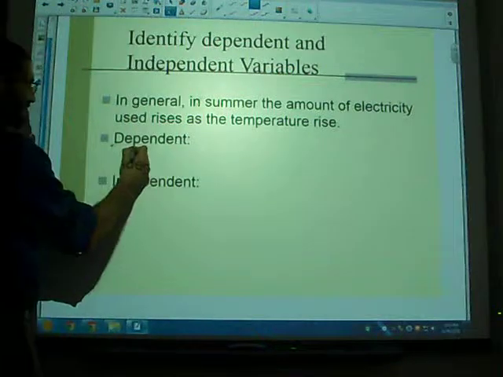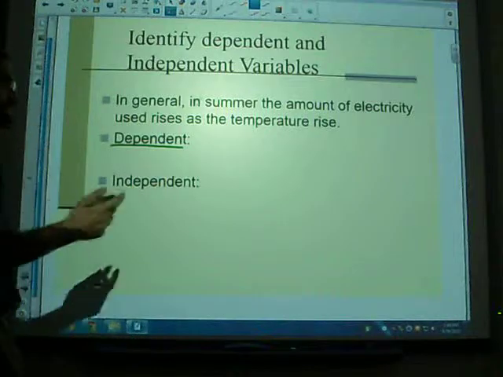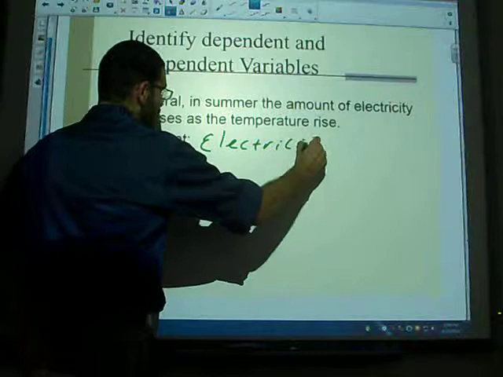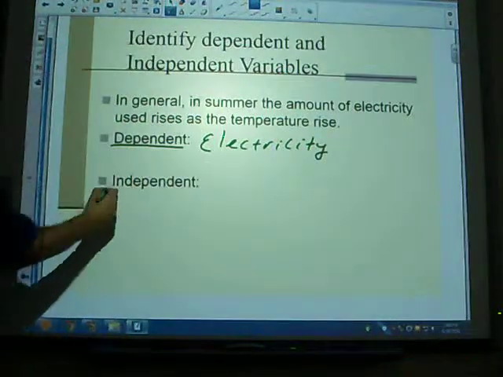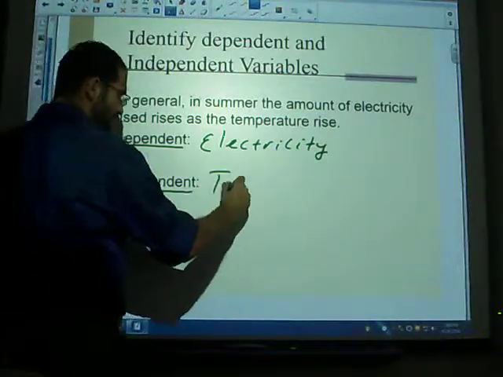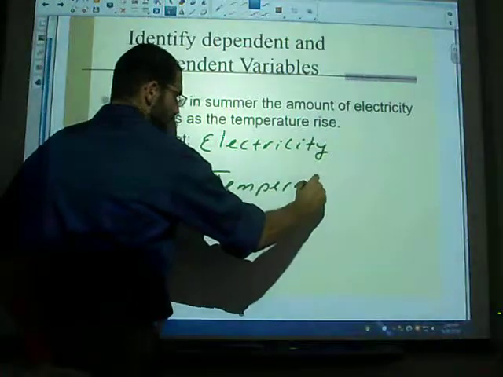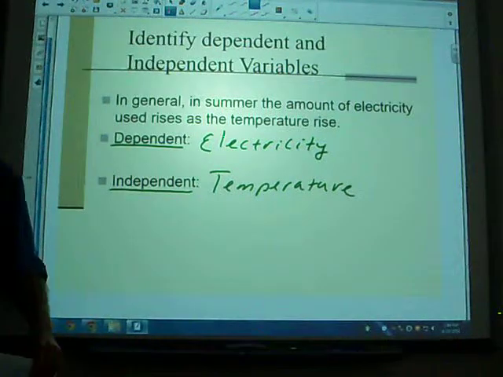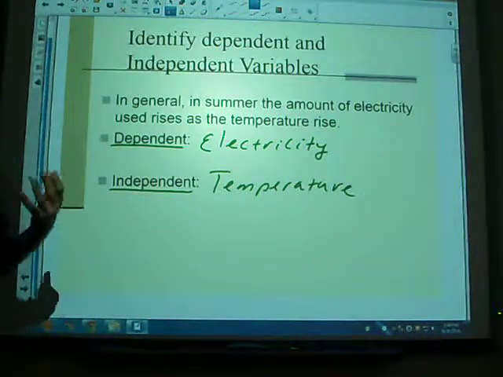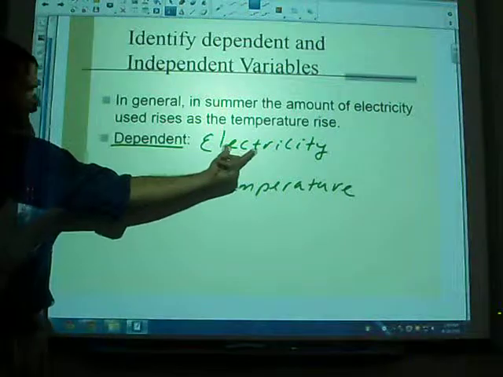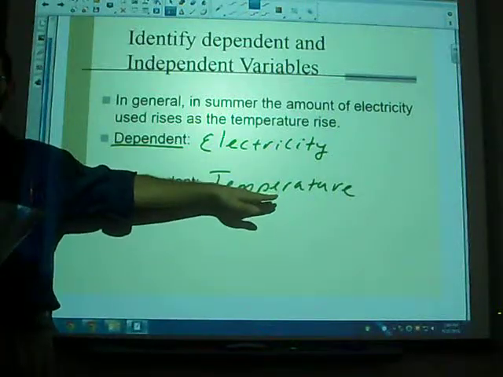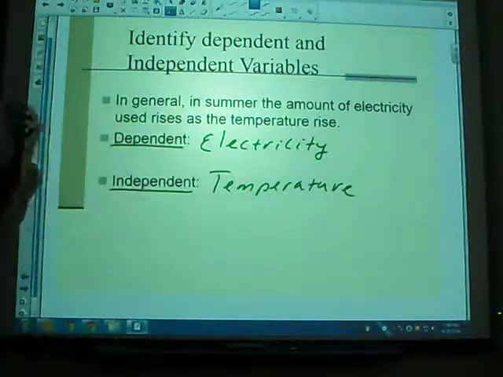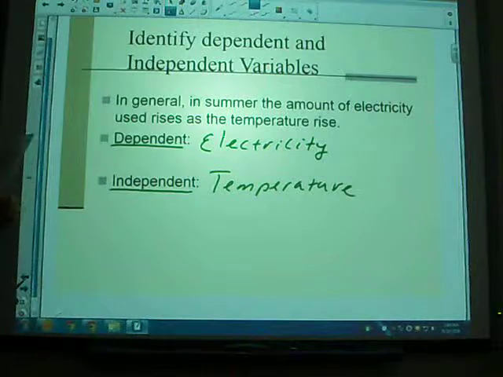Well, the dependent variable is clearly the amount of electricity. And the independent variable is the temperature. Because the temperature does not depend on anything. The temperature either rises or falls, you cannot affect it. While the electricity is affected by the temperature. If it gets hotter, you crank up your air conditioning. If it gets colder, you lower it down, and therefore the amount of electricity you spend is a little bit less.